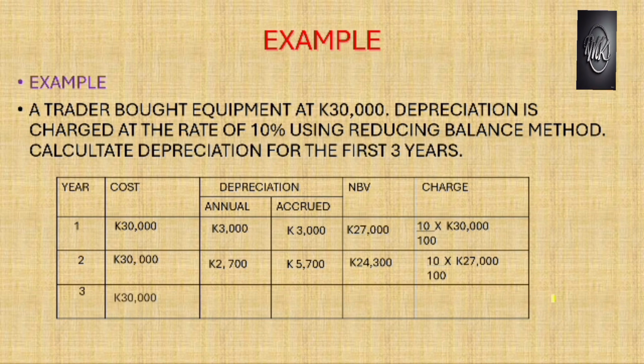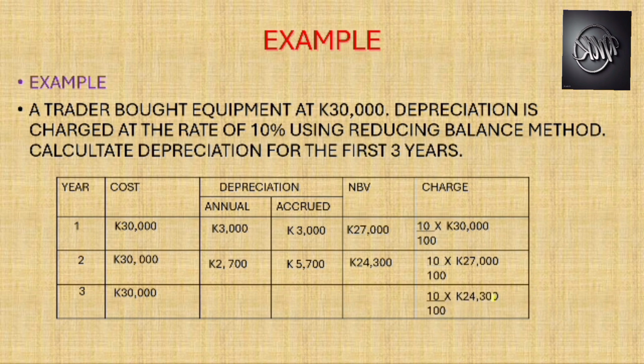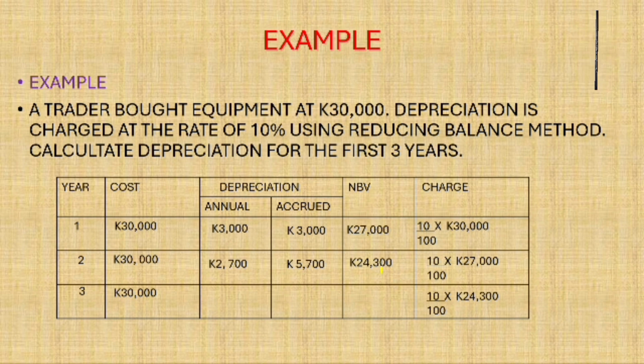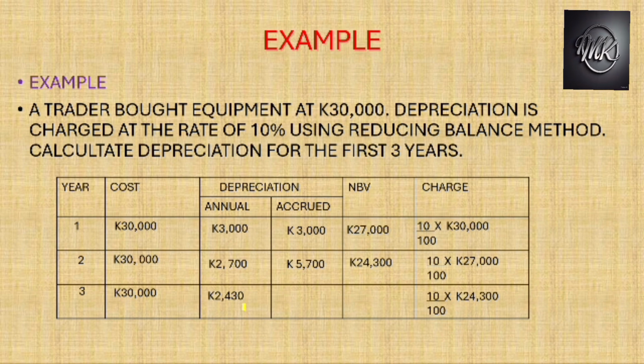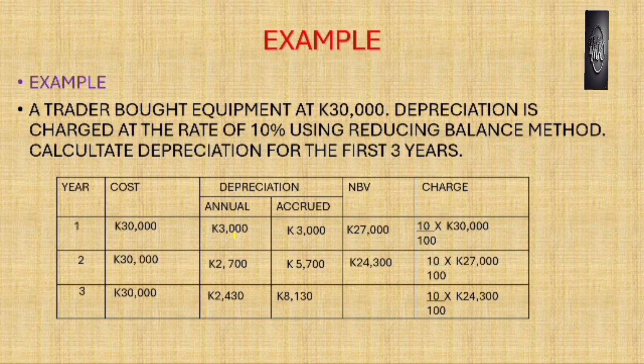We are in year 3 and our original cost has not changed, 30,000, and then we calculate the annual depreciation for year 3. So it will be 10%, the percentage is fixed, times the net book value of the previous year. So we're going to get 2,430 kwacha as our annual depreciation for year 3. Then we move on. What of our accrued depreciation? Accrued depreciation will be 3,000 depreciation for year 1 plus 2,700 for year 2 plus the current annual depreciation. This should give us 8,130.